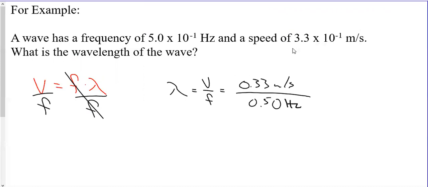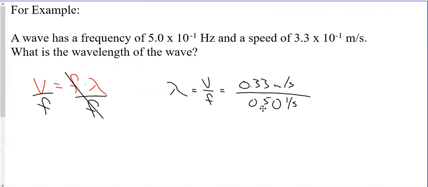So again, I ignored scientific notation. I just converted 10 to the negative 1. So I moved my decimal place to the left once. So that's 0.33 meters per second. Likewise for my frequency, I just moved the decimal place to the left once because it's negative 1 and I've got 0.5 hertz. So the way it looks, a meter, a per second, and a hertz, all these units are different, so nothing cancels out.